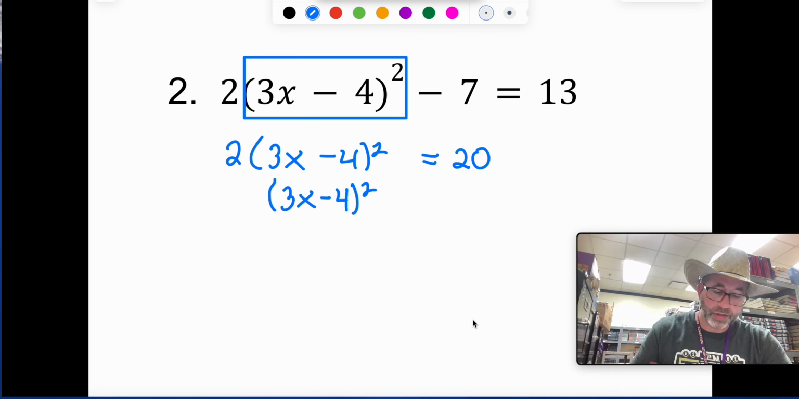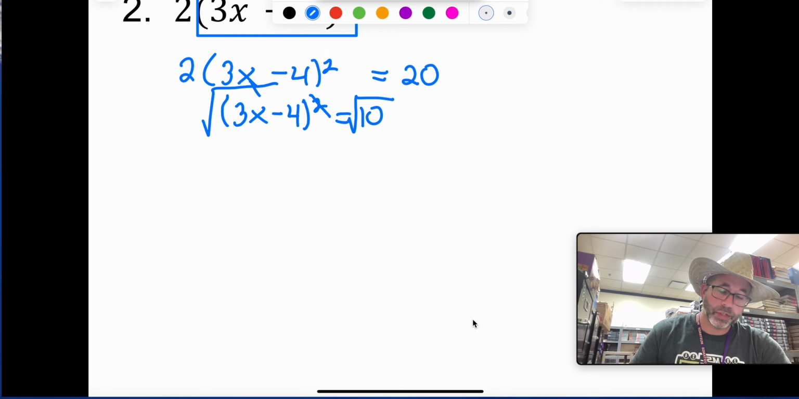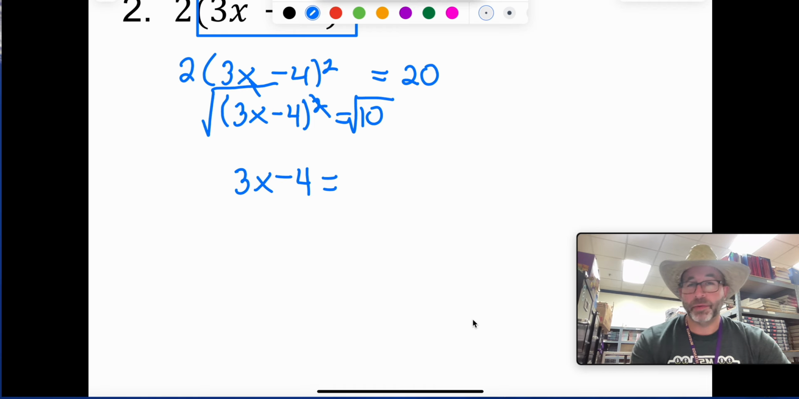And now we're ready to get rid of that squared portion there, and we'll go ahead and take the square root of both parts. So if we take the square root of this, the square and the square roots will cancel, leaving me with 3x minus 4. And then we said before, as soon as we take the square root, we have to throw in our 2 answers. So what that means is we're going to have a plus or a minus the square root of 10.